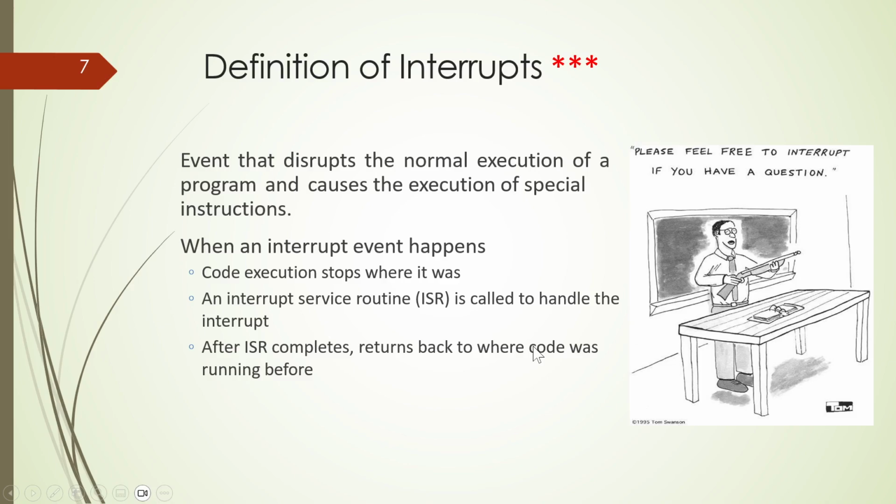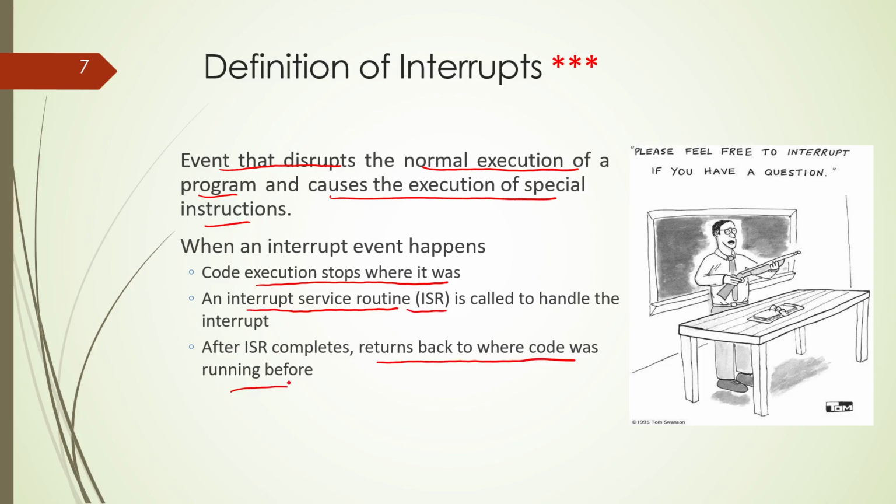Okay, the definition of interrupts: an event that disrupts the normal execution of a program and causes the execution of special instructions. When an interrupt event happens, code execution stops where it was, and then an interrupt service routine is called to handle the interrupt. After it completes, it returns back to where the code was running before.